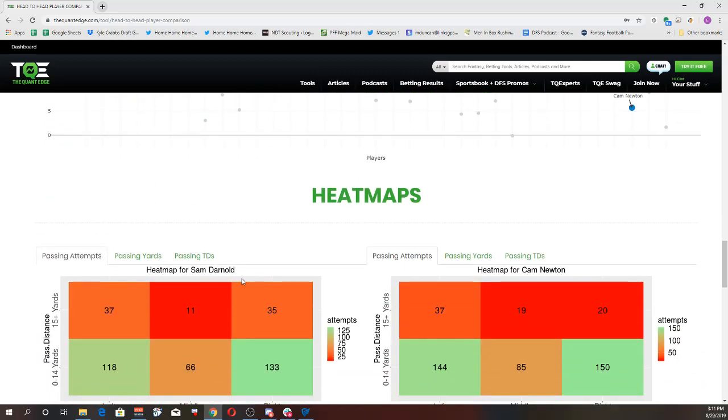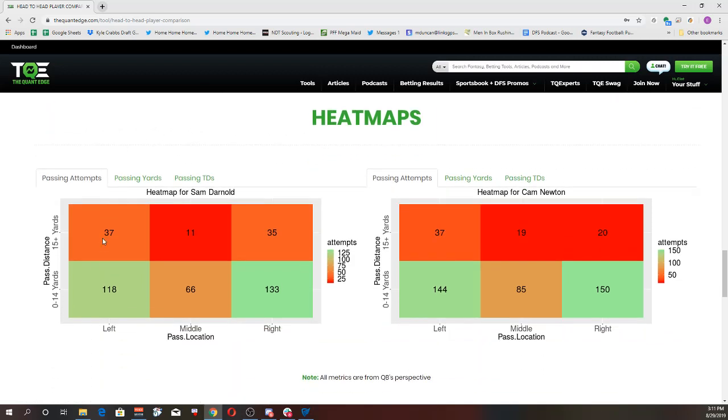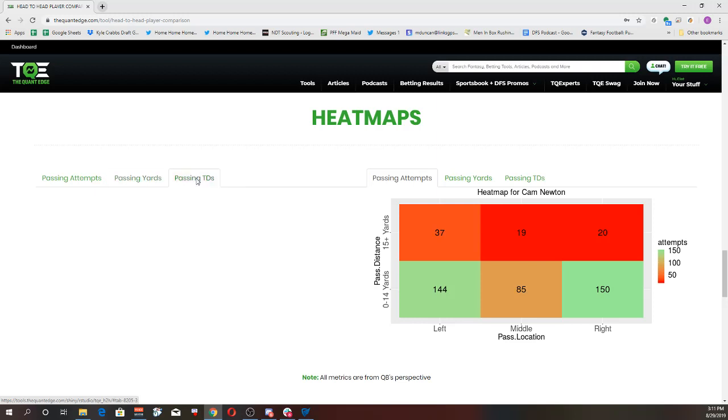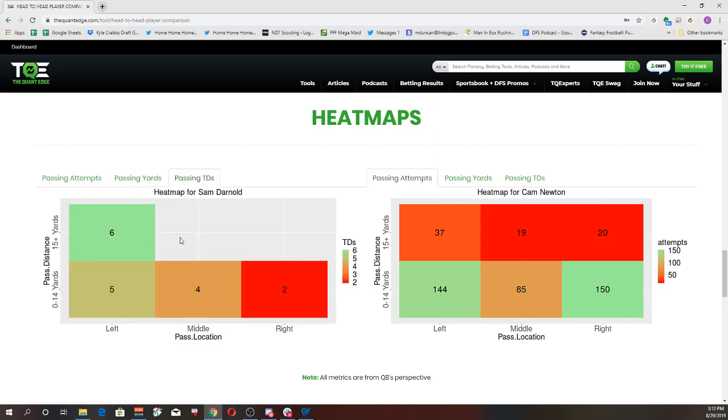And then heat maps. This is something I really love to use, and I'll show you in a second how to use it so you can take advantage of weekly matchups and understand where defenses are most vulnerable. So this is the number of pass attempts in each different section of the field. The field is broken down by left, middle, and right, and it's broken down by 0 to 14 yards and 15 plus yards. I can see pass attempts, I can see pass yards, and I can see passing touchdowns. So we see that all of Sam Darnold's touchdowns came on the deep left side of the field.